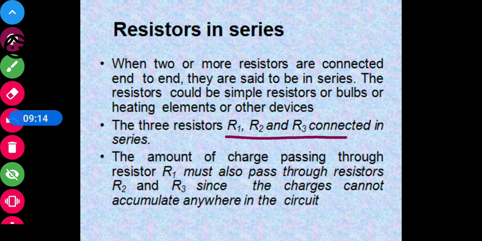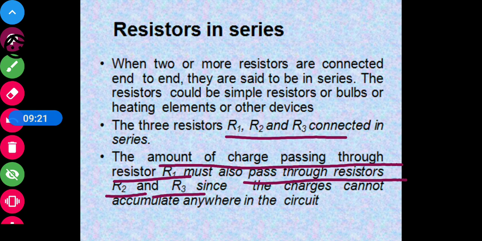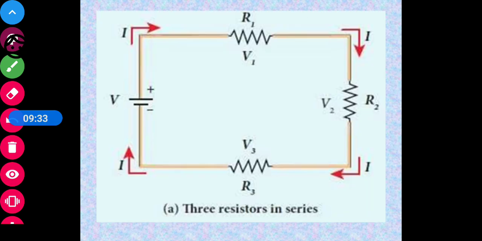When they are connected in series, the amount of charge passing through resistor R1 must also pass through resistors R2 and R3, and the charges cannot accumulate anywhere in the circuit. The same thing you have studied in class 10 also. So it is a very easy topic. We see that the three resistors R1, R2 and R3 are connected end to end. Such an arrangement is known as the series arrangement, or three resistors in series.